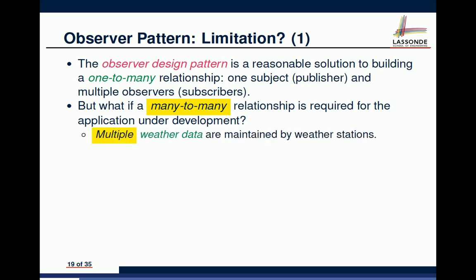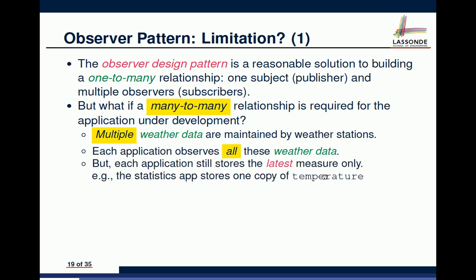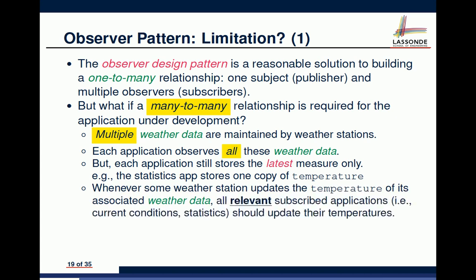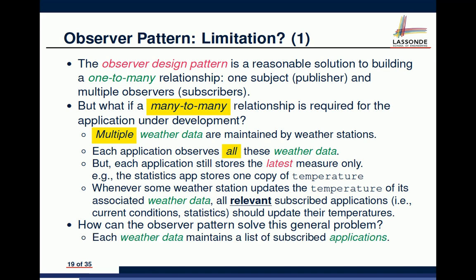Let's say we got multiple weather data, and also we got multiple observers. Okay, you can read the slide. It's kind of boring to read them through. I'll show you some diagram. Okay, basically what we want to see is some diagram over here. This is a general problem. We want to make sure each weather data can maintain a list of subscribed applications. Number one. When I say each weather data, okay, not necessarily, well, I'll get there. And also, we want to say each application is also subscribed to multiple weather data, so many to many.